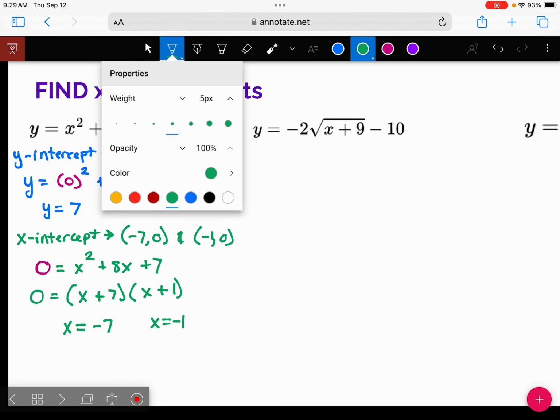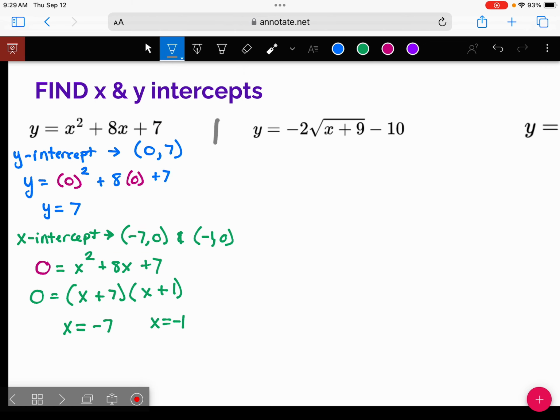Questions on those? So we've worked with x-intercepts a lot. We haven't done as much with y-intercepts, but it's not super duper complicated. So we're going to do the same thing on this square root function. We're going to have our y-intercept when we set x equal to 0, and we're going to have our x-intercept when y equals 0.